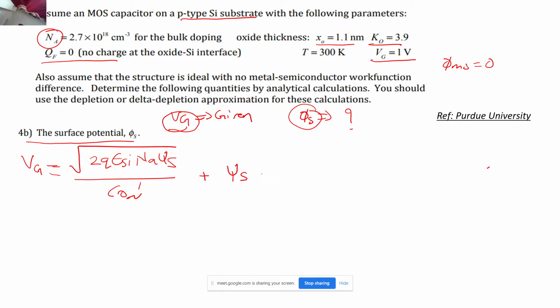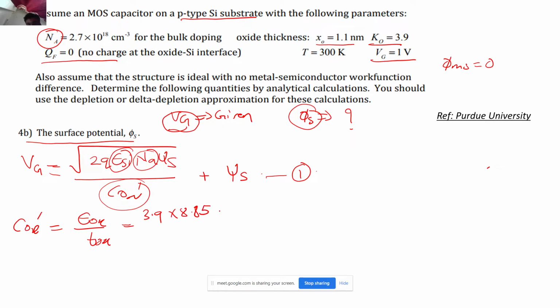Now what do I need to do over here? Can you guys help me in solving the question? I know the Na, I know the epsilon Si. Do I know the Cox prime? No, I don't know the Cox prime. So let's calculate it. Let me say this is equation number 1. Cox prime is nothing but epsilon ox by Tox. Note that this is per unit area, so that's why I have not written area here. So this is 3.9 into 8.85 into 10 to the power minus 14. And the Tox has been given as 1.1 nanometer. Nanometer means 10 to the power minus 9 meters, so that means 10 to the power minus 7 centimeter.